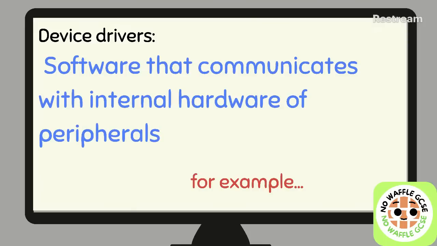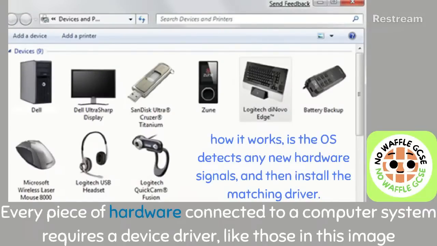So device drivers, what are these? Well, device drivers are basically software that communicates between the internal hardware of peripherals. For example, you can see that the operating system will detect any new hardware signals and then install the matching driver. For example, if you're trying to find a local printer, you're going to do the same method, and then it'll come up as one of your different options, and that's the device driver. So you have to then install the driver to be able to access and send things to that printer. Now, every piece of hardware connected to a computer system requires a device driver.